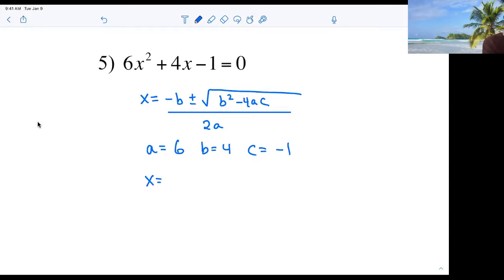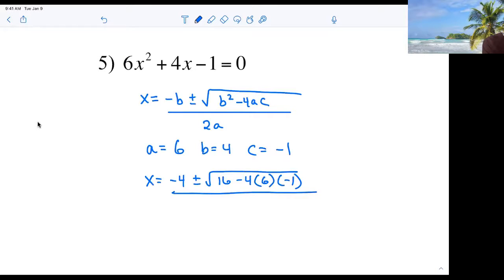So here we go. X equals -4 plus or minus 16 minus 4 times 6 times -1 all over 12. All right, I told you, getting there. It's easy, very easy.